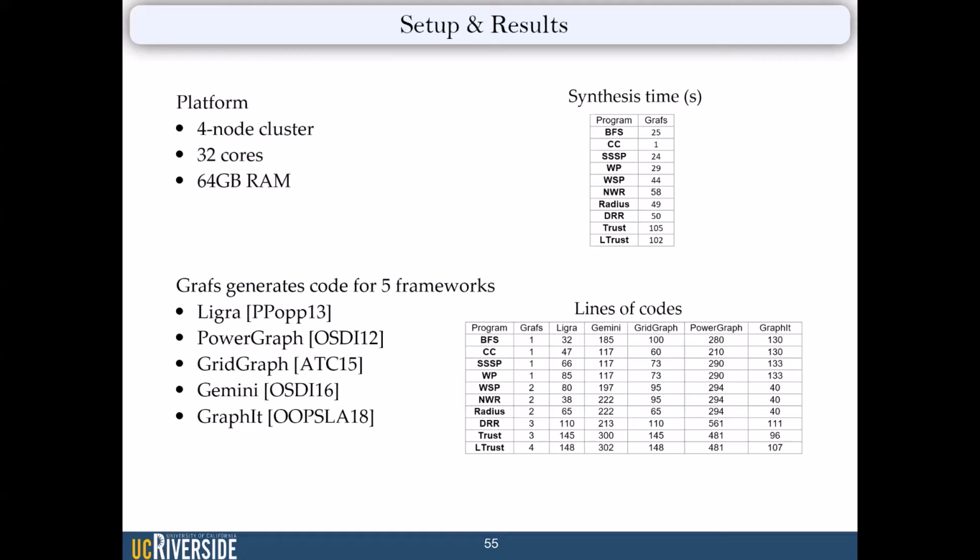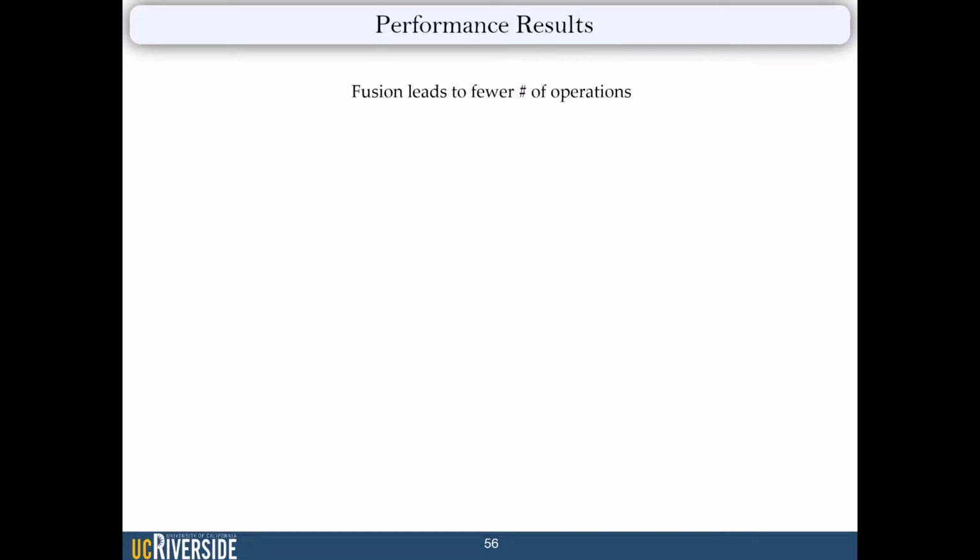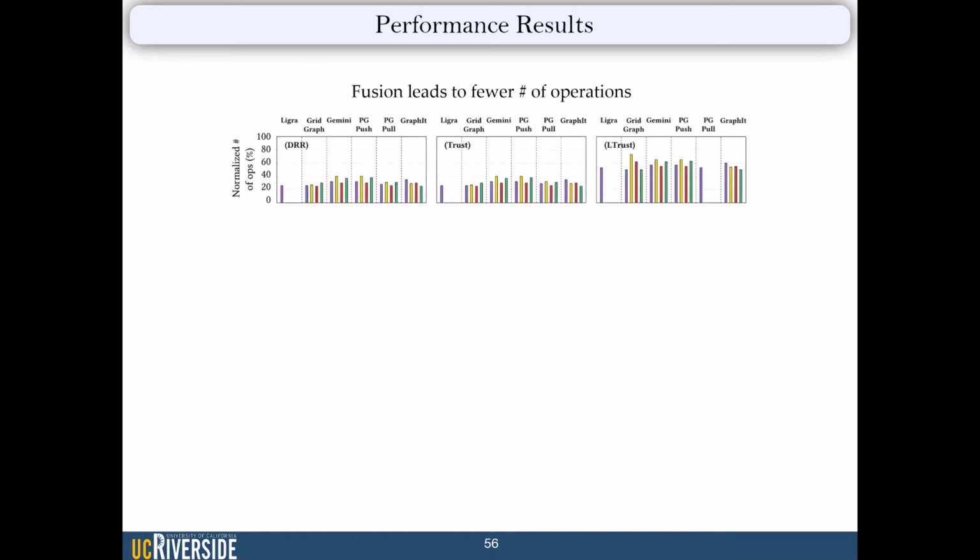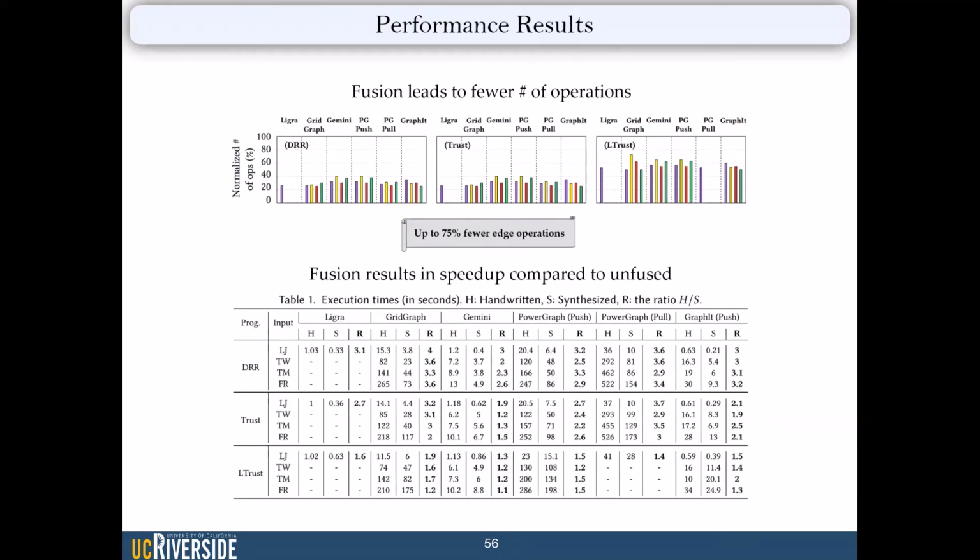Also, comparing lines of code written for each program in different frameworks versus the Graphs specification language shows that programs written in Graphs are significantly smaller. Our first set of experiments is to show that fusion leads to fewer operations. To do that, we have collected the ratio of the processed edges in the generated programs over unfused implementations for 3 programs. The results indicate fusion reduces the number of edge operations by up to 75%. Also, the reduction in the number of edge operations translates to up to 4 times speedup across different frameworks.